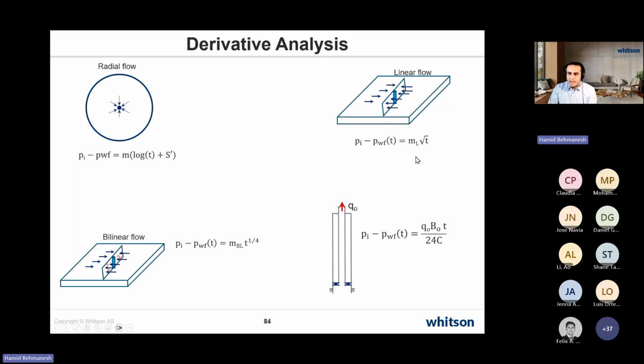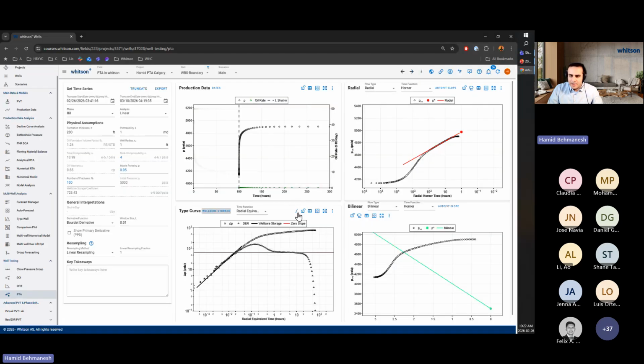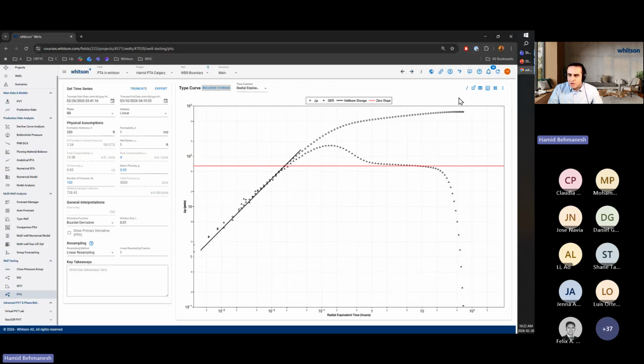On the radial and the linear, so this is the linear. If I simply take the derivative, a half slope shows up. In the bilinear, a quarter slope shows up. In the wellbore storage, a unit slope shows up. So let's quickly talk about this as well in the derivative. If I add a quarter slope here, this is for the bilinear flow.